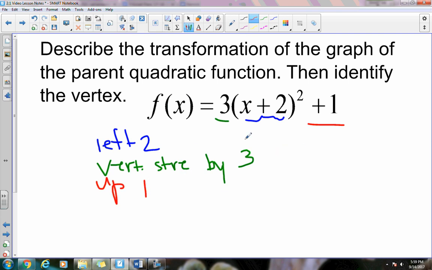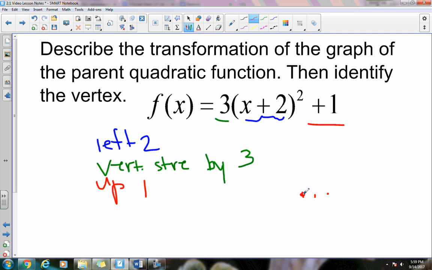So this is kind of a visualization thing. Could you plug this into your graphing calculator and then look and see where the vertex is? Yes. But I'd rather you understand what these transformations do to the vertex. So if you imagine on the parent function, we're at 0, 0. I move that left 2. So now I'm at negative 2, 0 for my vertex of my quadratic.